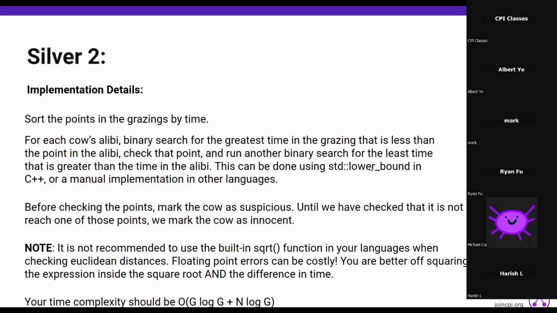And finally, your time complexity should be O(G log G + N log G). The G log G is from sorting the grazings by time, and the N log G is from, for each cow, binary searching over all the points in the grazing to find the maximum time that's less and the least time that's more. And that's about it for this question. Are there any questions?